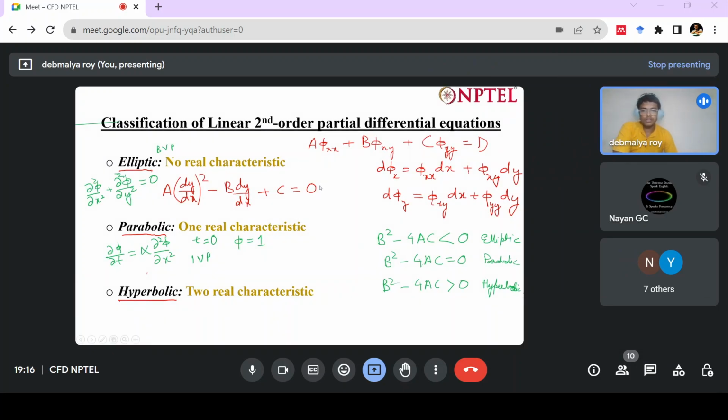All right. And what happens with the hyperbolic equation? In the hyperbolic case, the equation will not propagate at infinite speed. However, it will propagate at a finite speed. And the wave equation is one of its examples.